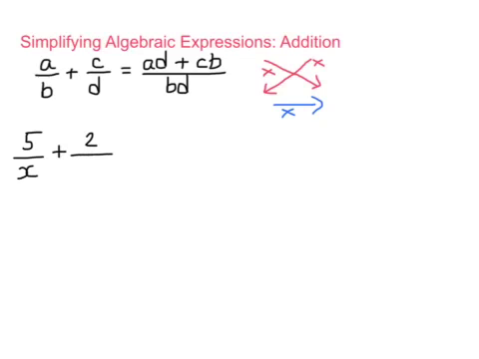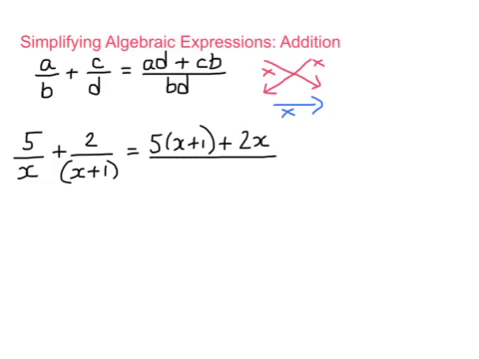plus 2 over x plus 1, so I'm going to get that times that firstly, which is 5 times x plus 1, and then it's going to be plus that times that, which is 2 times x, so we write that as 2x, and I'm going to divide that by these two multiplied, so it's going to be x times x plus 1.